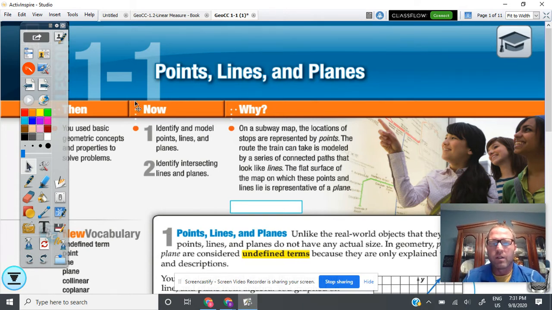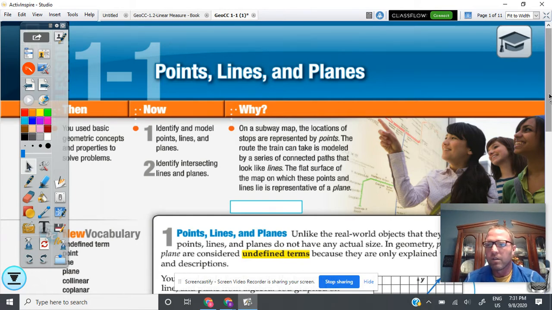So 1-1 in geometry was about points, lines, and planes. What we were supposed to learn is to identify and model points, lines, and planes. The second objective is to identify intersecting lines and planes.